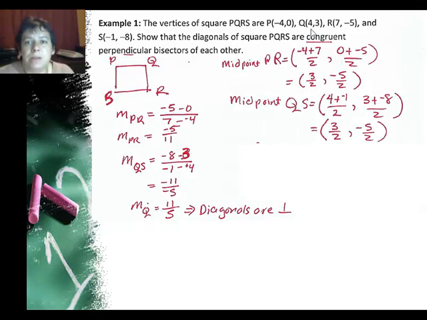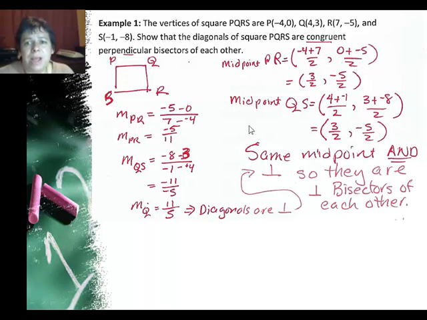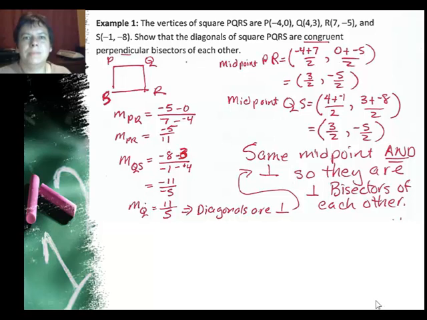And when I substitute these values in for x1 and x2 and y1 and y2, I get the same midpoint. Since these two have exactly the same midpoint, and they are perpendicular, then they are perpendicular bisectors of each other. Now, one thing I didn't leave a lot of room on here, so you might need an extra piece of paper. I actually need to show these are congruent, and I haven't done that on these notes.